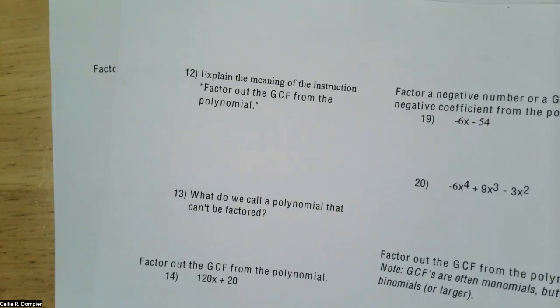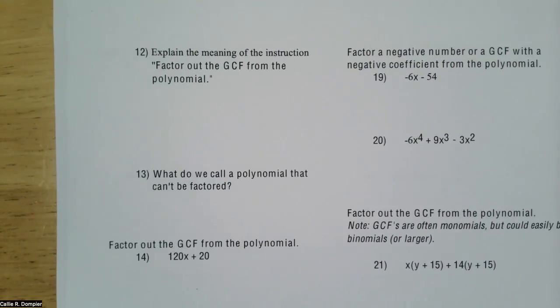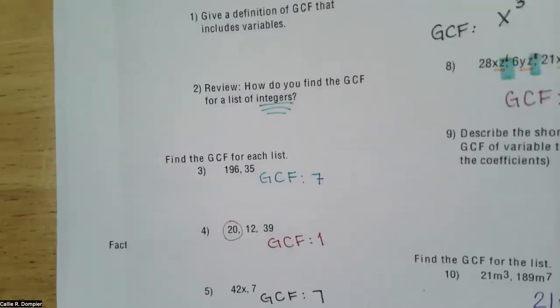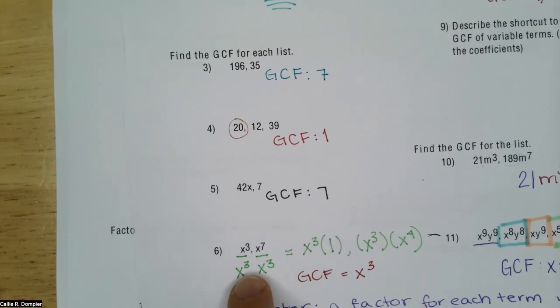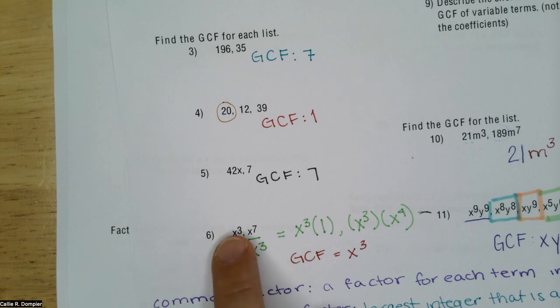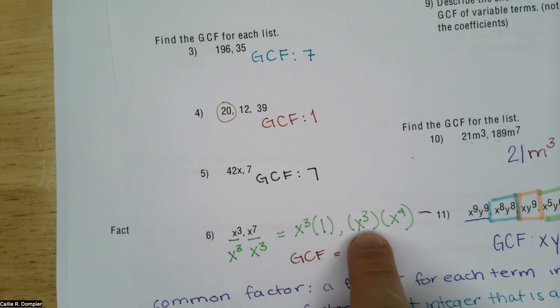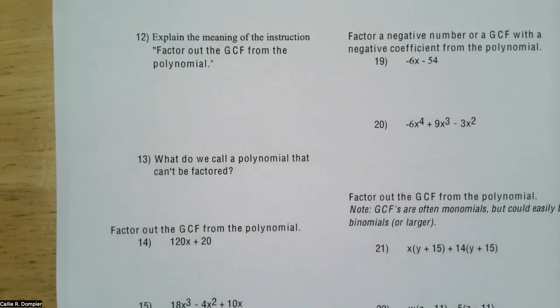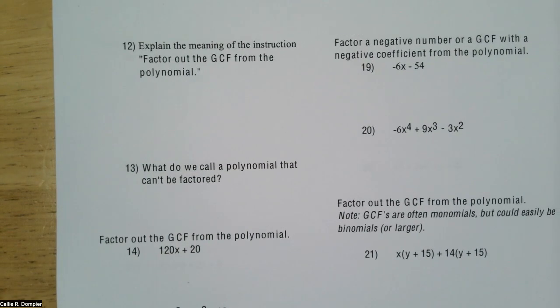So we have practiced greatest common factor. What would it mean if I asked you to factor out the greatest common factor? To factor out the greatest common factor means to divide all of the terms by the greatest common factor. My greatest common factor is x to the third. If I divide x to the third out of x to the third, I get 1. If I divide x to the third out of x to the seventh, I get x to the fourth. Okay, that's what it means to factor out. Good.